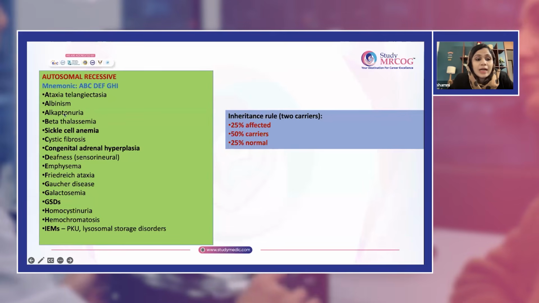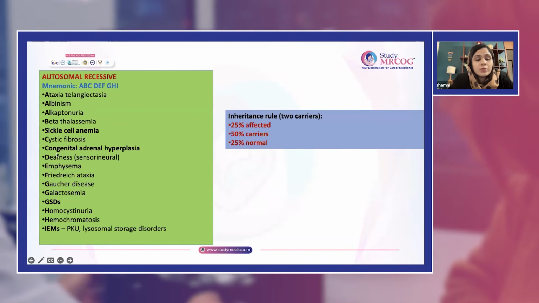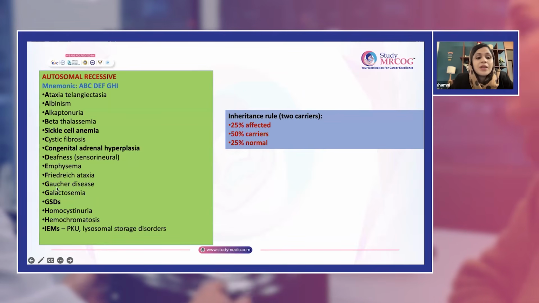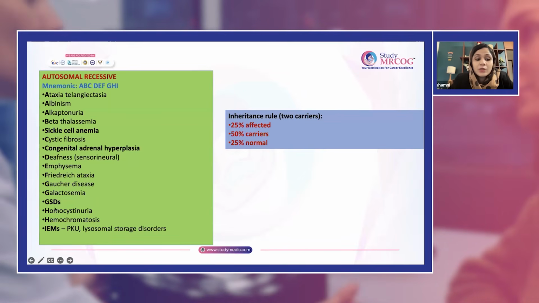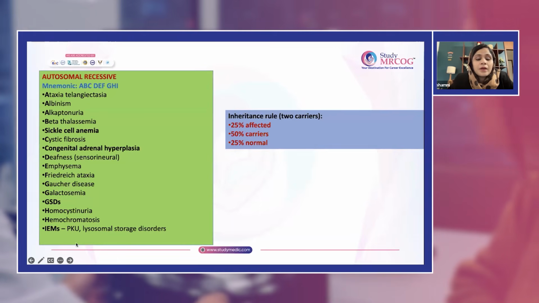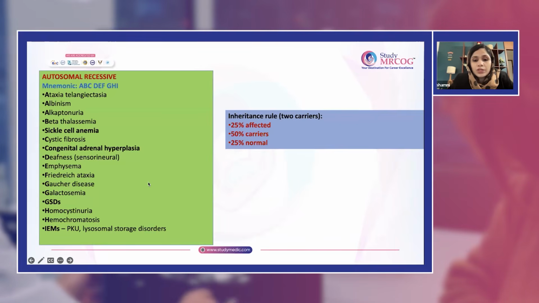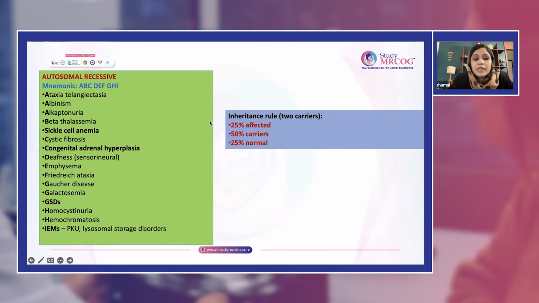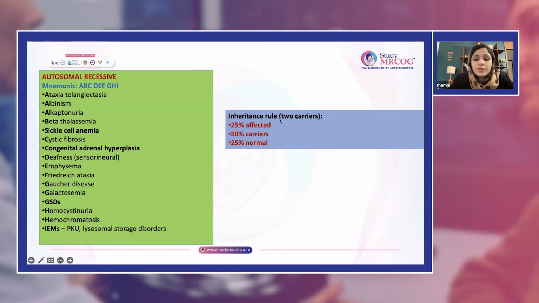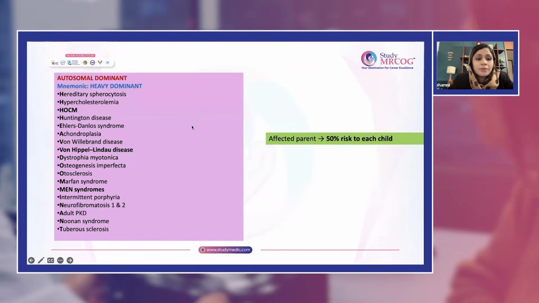Ataxia telangiectasia, albinism, alkaptonuria, beta thalassemia, sickle cell anemia, cystic fibrosis, CAH, deafness, emphysema, Friedreich's ataxia, Gaucher disease, galactosemia, GSD, homocystinuria, hemochromatosis, and other inborn errors of metabolism like PKU and lysosomal storage disease. So here, basically in autosomal recessive disease, 25% will be affected, 50% carriers, and 25% will be normal.